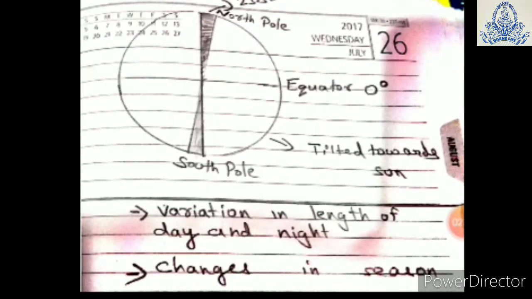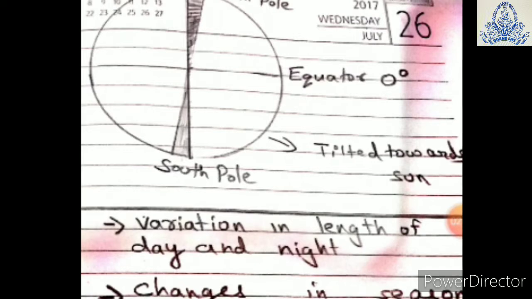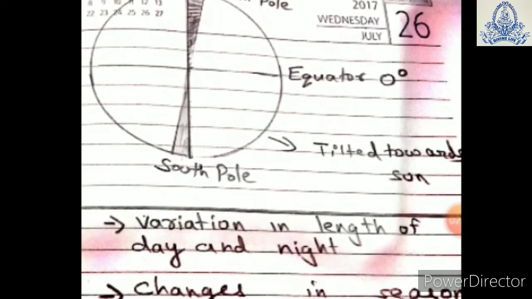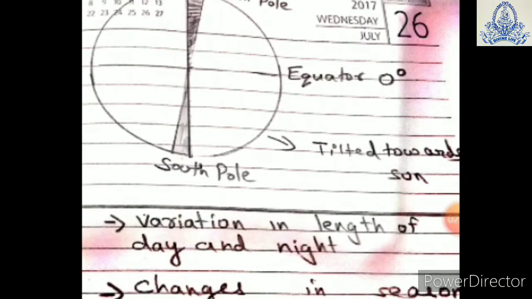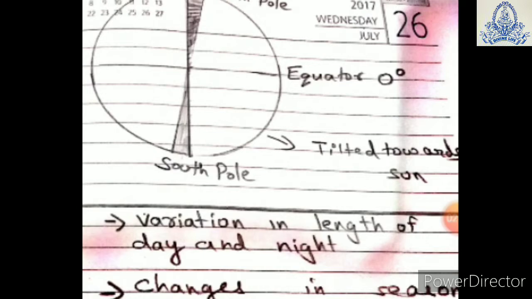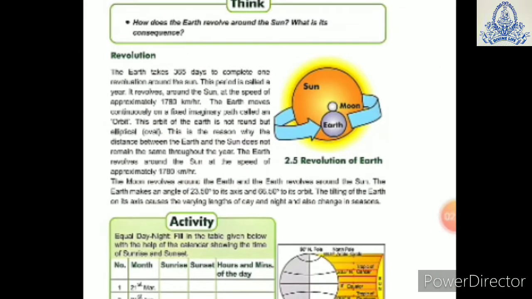Now I show this in the next picture. See here this diagram I have drawn. In this you can see the earth's tilt of 23.5 degrees. You can see it on the north pole and south pole both. This tilt towards the sun gives us changes in the season throughout the year and variation in the length of day and night.